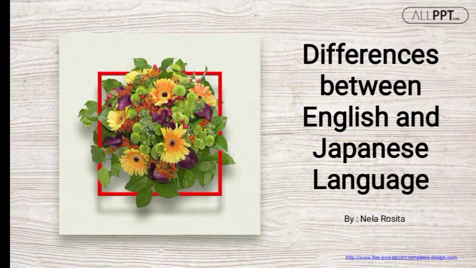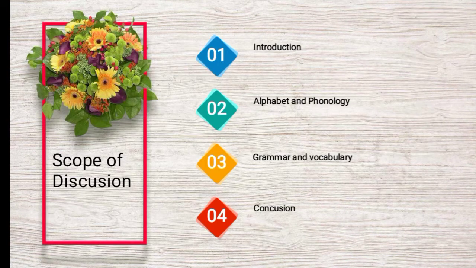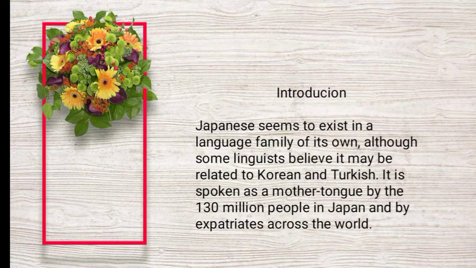I will deliver a presentation about the differences between two languages. In this presentation, I will discuss the differences between the English and Japanese languages. The scope of discussion in this presentation is, first, the introduction, then alphabet and phonology, grammar and vocabulary, and the last is the conclusion. I will start with the introduction.